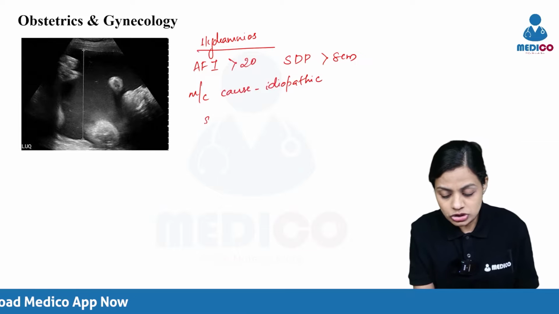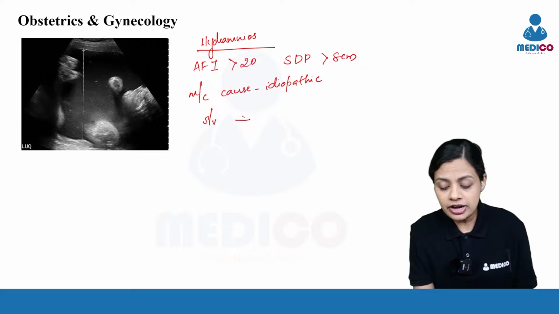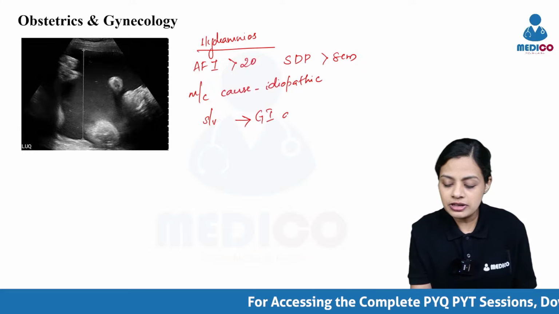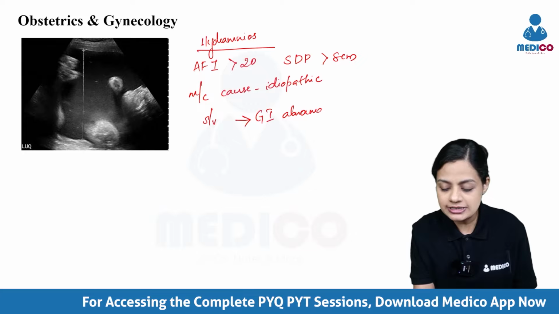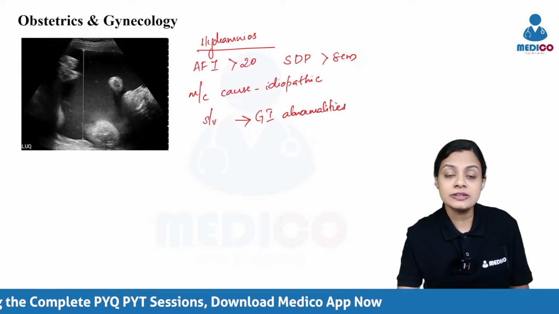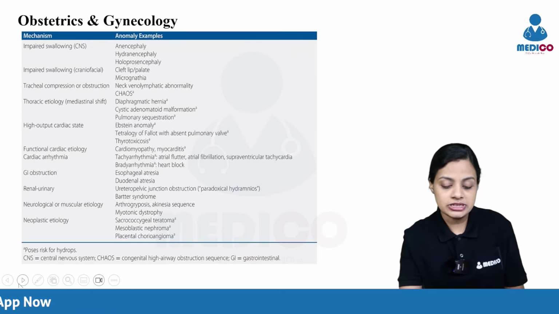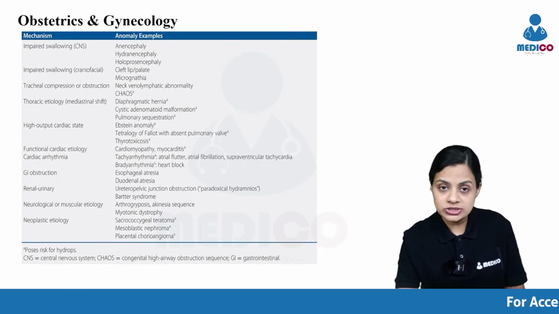Okay. The most common cause of severe polyhydramnios results from what? A defective swallowing, which can be from gastrointestinal abnormalities. That is the most common cause of severe polyhydramnios. What are the complications associated? See, here I have given all the causes.